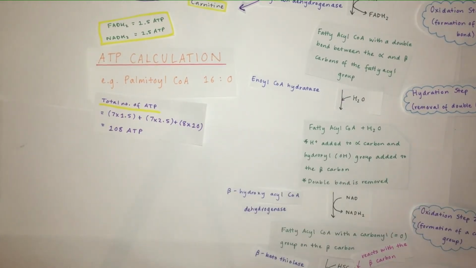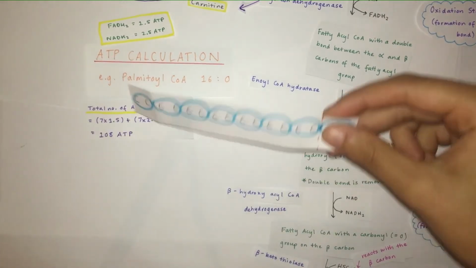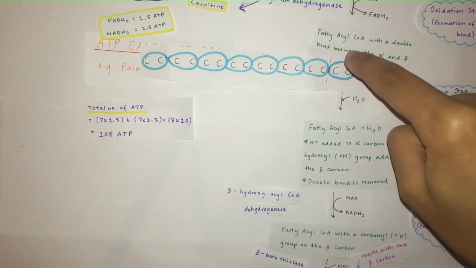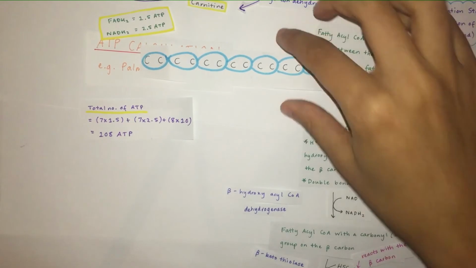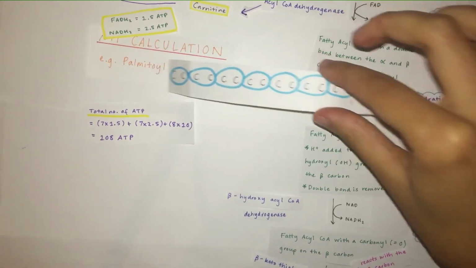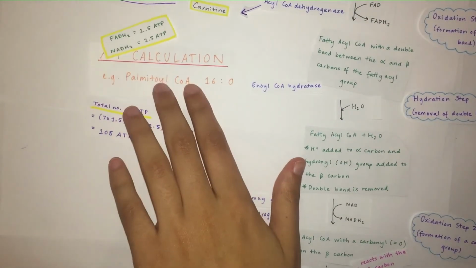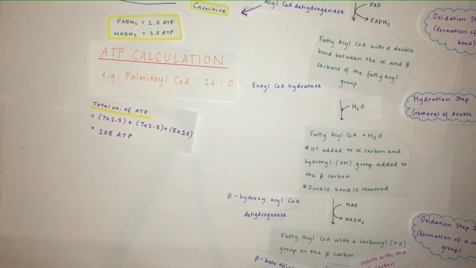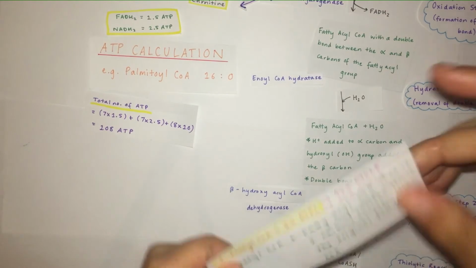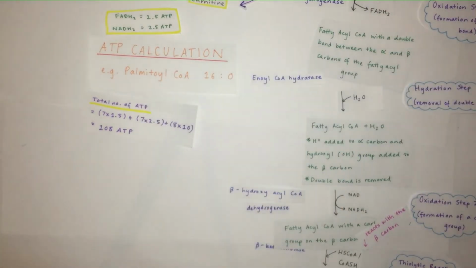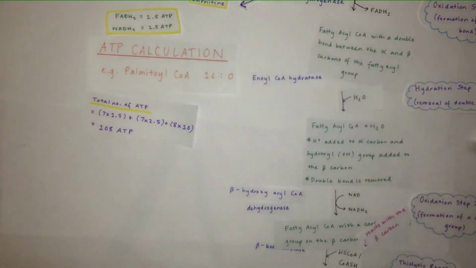So we're going to go through that step 7 times, and finally we're going to get 8 acetyl CoAs produced. 1, 2, 3, 4, 5, 6, 7, 8. So we've got our 16 carbons, 16 divided by 2 is 8. We've got 8 acetyl CoAs produced at the end. So we're going to times that by 10, because as I said before, 1 acetyl CoA equals 10 ATPs. And we know that from the TCA cycle.